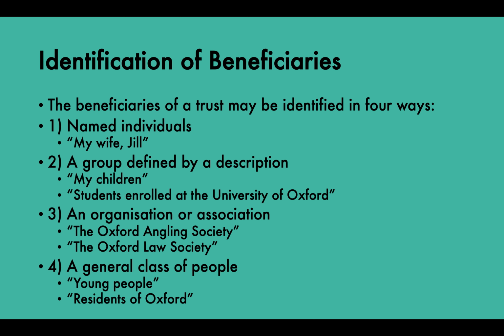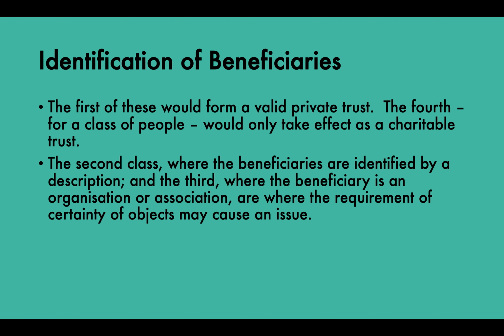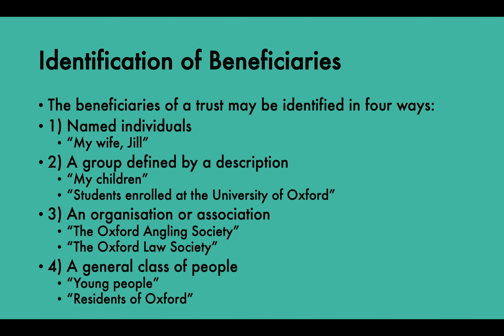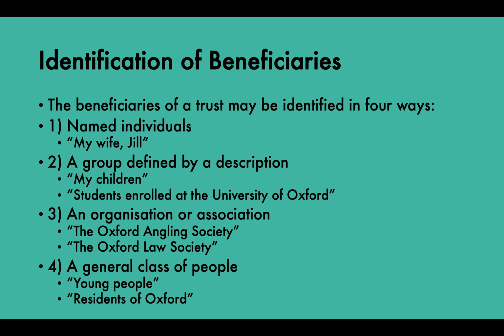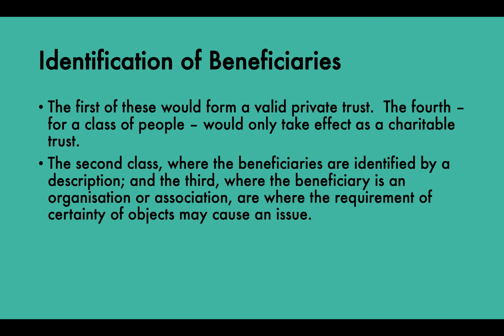I'm going to quickly identify 2 points about this identification of beneficiaries, before in the next video we go into a bit more depth talking about particular trusts. Now, the first of these, the named individuals, would form a valid private trust, and the fourth of this list, a general class of people, would only take effect as a charitable trust.